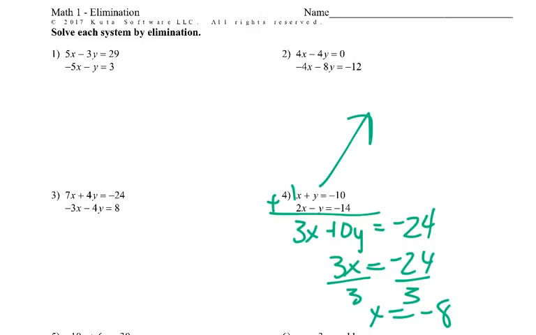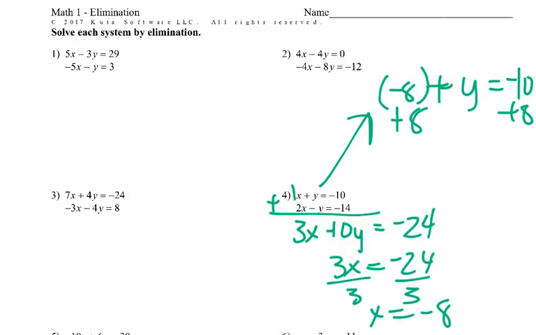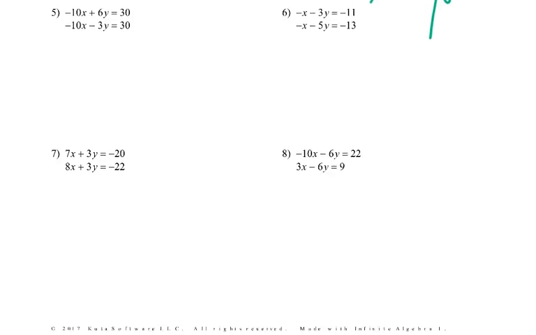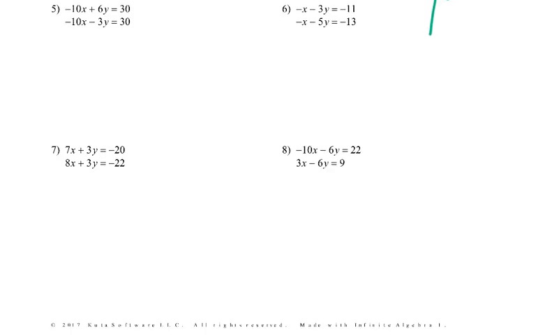Pick one of my equations, insert a negative 8 for x, and then solve for y. So add 8 to both sides, and I get y equals negative 2, because negative 2 plus 8 is negative 2. So my answer, negative 8, negative 2. That's the point where those two intersect. Okay, do the next one.